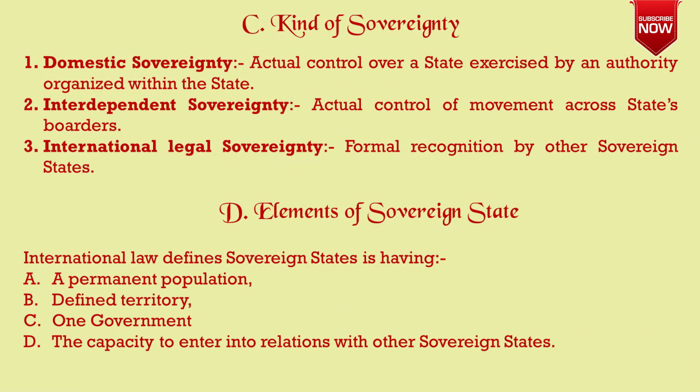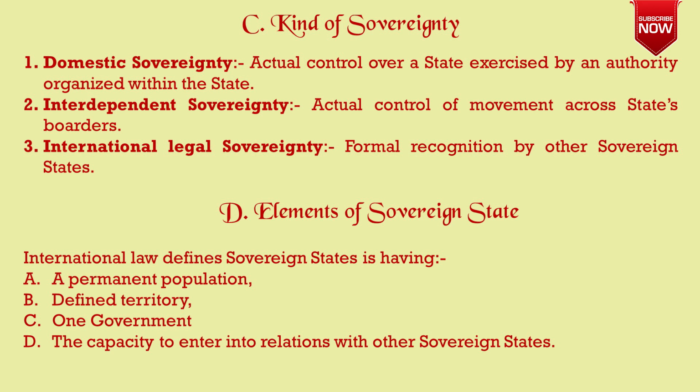Now, about the kinds of sovereignty. There are three kinds of sovereignty. Number 1, domestic sovereignty: actual control over a state exercised by an authority organized within the state. Number 2, interdependent sovereignty: actual control of movement across states' borders. And number 3, international legal sovereignty: that is formal recognition by other sovereign states.